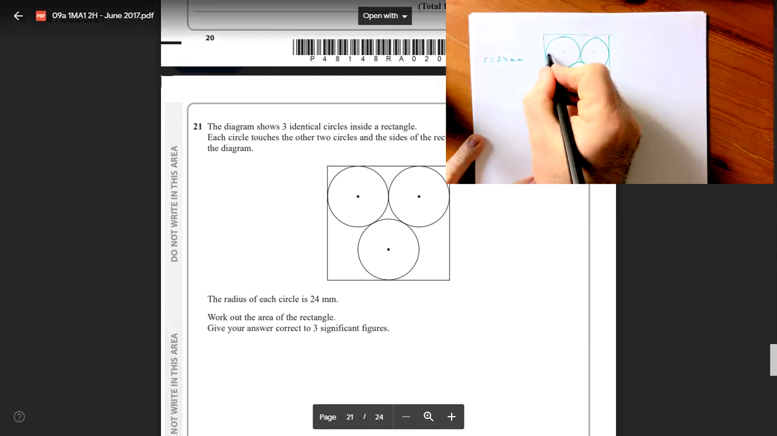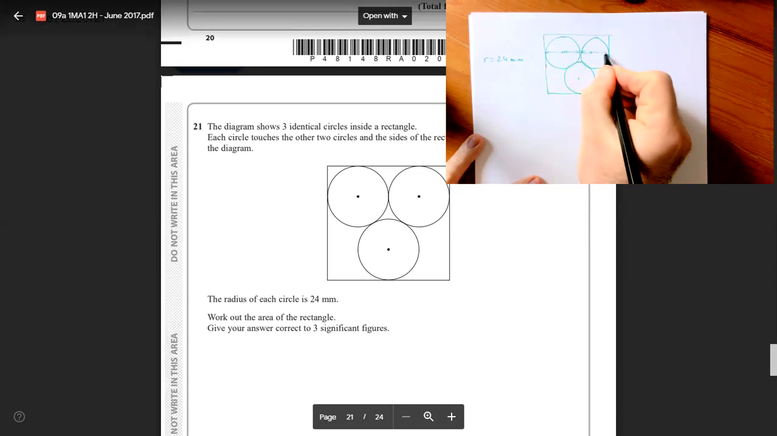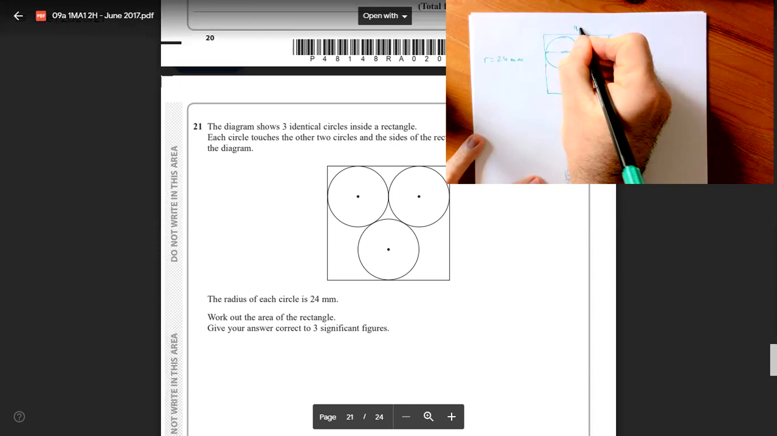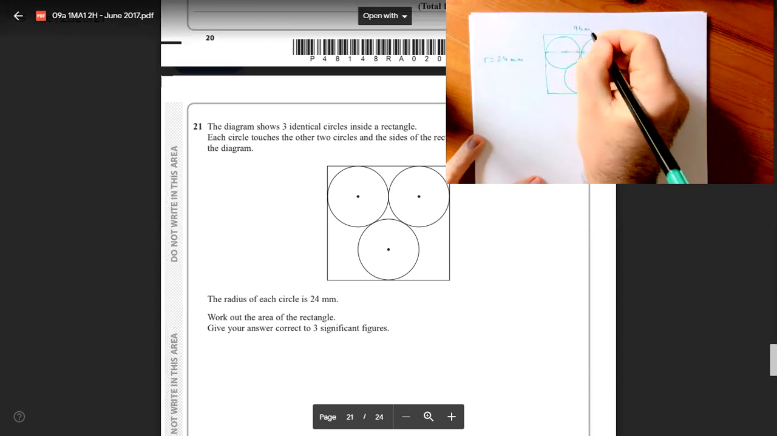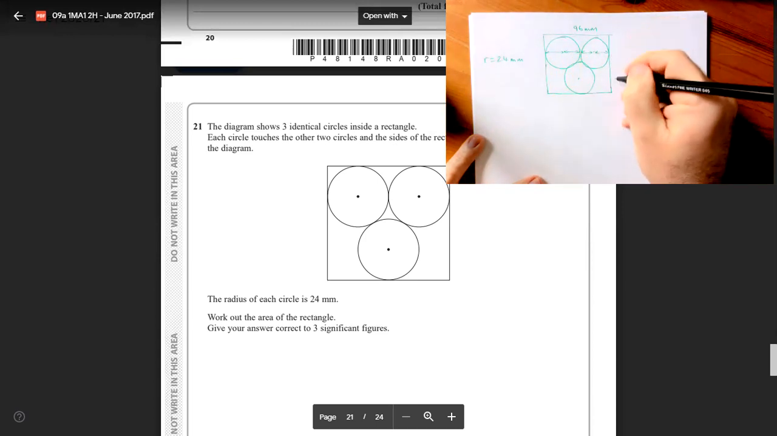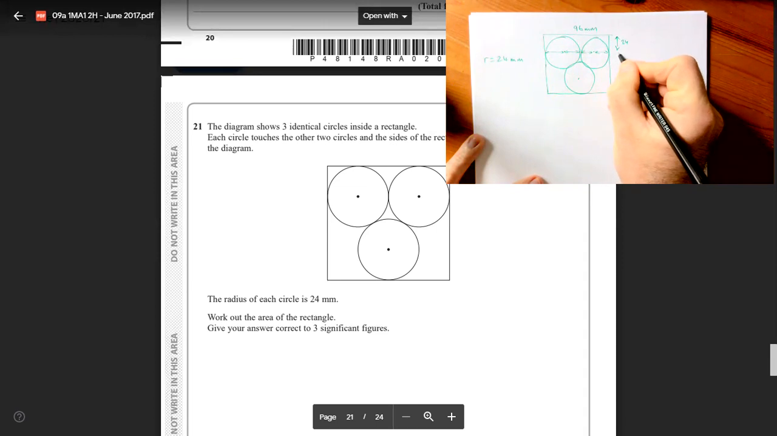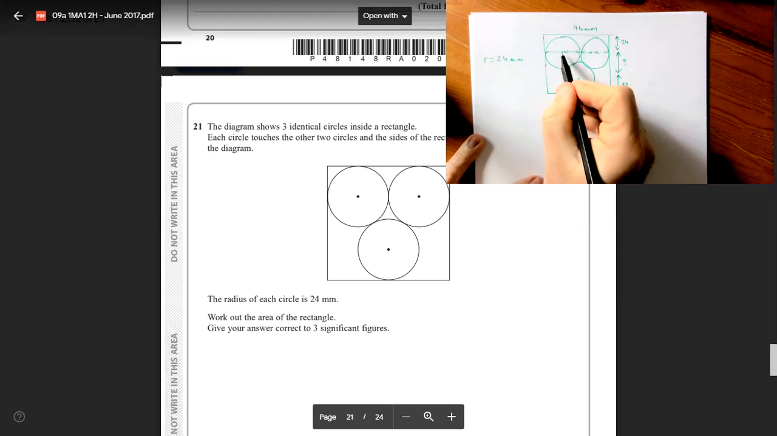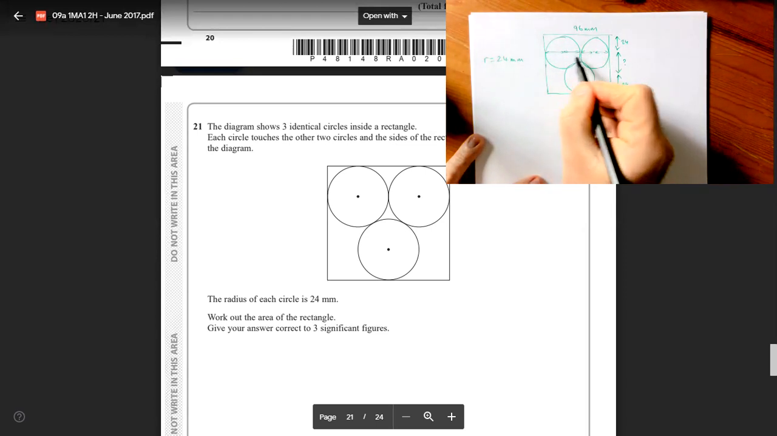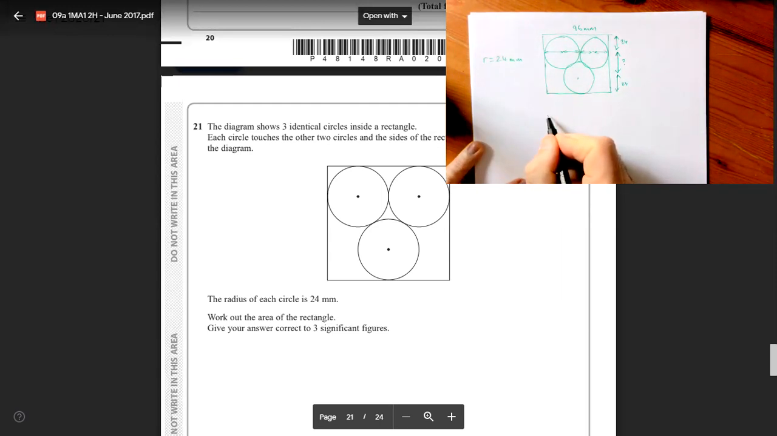Okay, so here's my attempt at my diagram. So that's 24, that's 24, that's 24, and that's 24. So this length here is 96 millimeters. 24 plus 24 plus 24 plus 24. Okay, so we know that this height here is 24, and this height here is 24. Now I need to find this height here. So if I look here, I've got a 24 and a 24, a 24 and a 24, a 24 and a 24. So if I draw that triangle out, I've got an equilateral triangle.